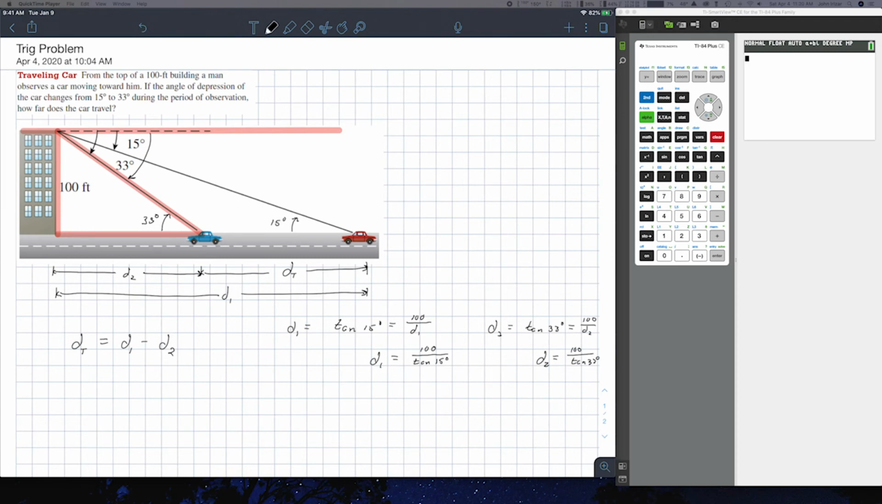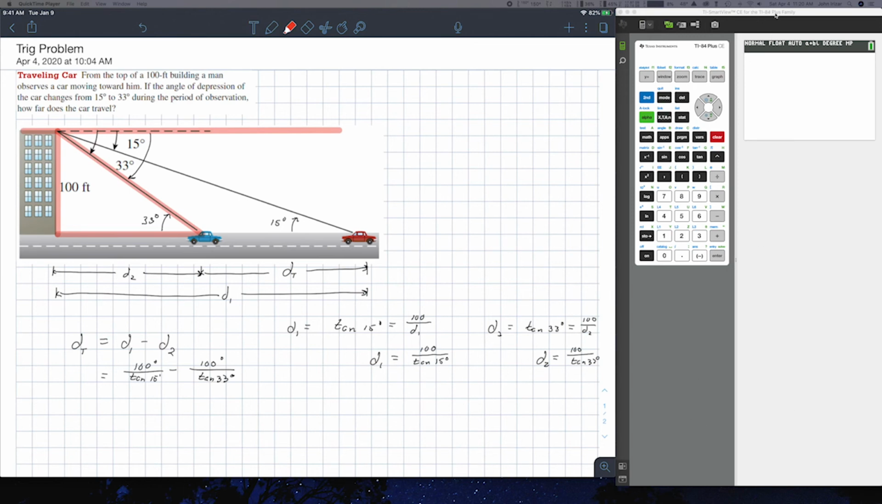So substituting in to our total distance here that we want to find, distance 1 is 100 over the tangent of 15 degrees minus d2, which is 100 divided by the tangent of 33 degrees. Now for this, if you notice, I didn't calculate out our distances down over here because I want to try to avoid as much round off error as possible.